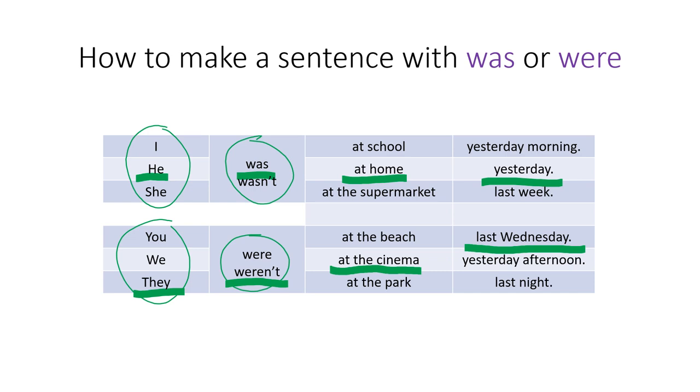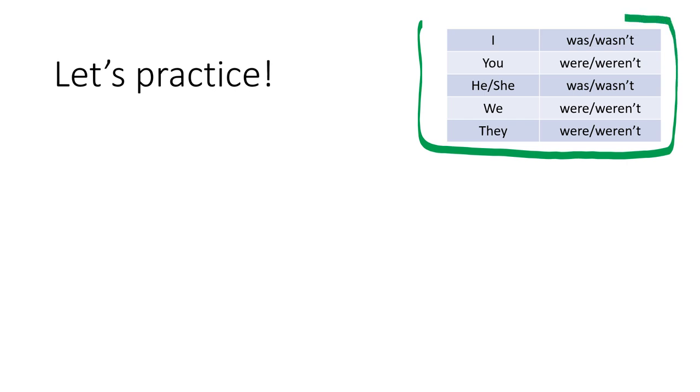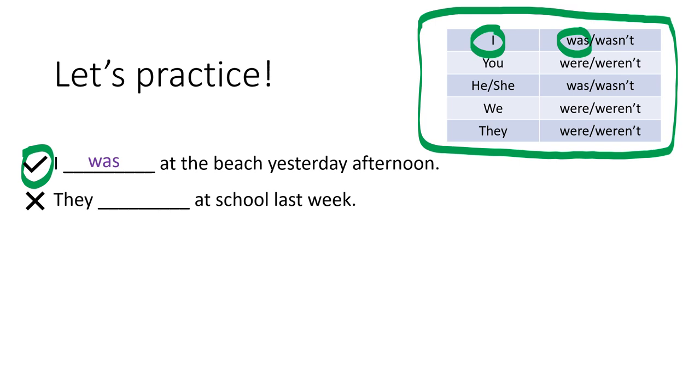Okay, so let's practice. Here at the top, you can see the table to help you. The first sentence has got a tick, which means it's affirmative. It says, I am at the beach yesterday afternoon. So we look at the table for I, and the affirmative is was, so I was at the beach yesterday afternoon. Good. The second sentence has got a cross, which means it's negative.